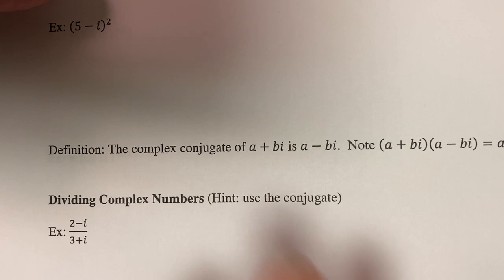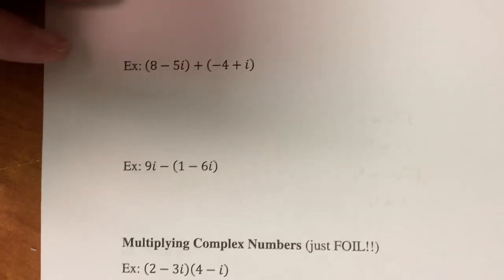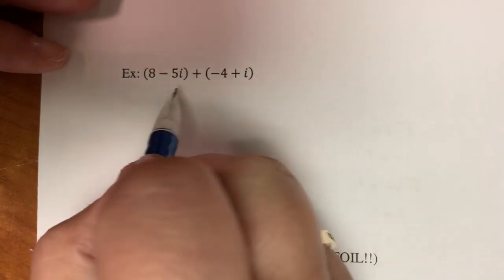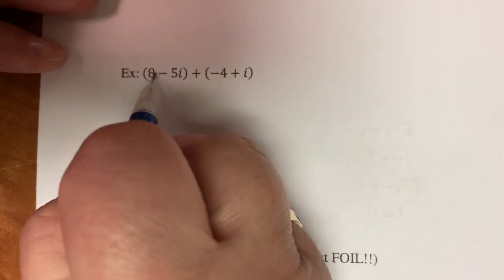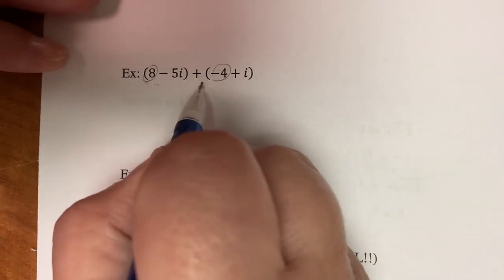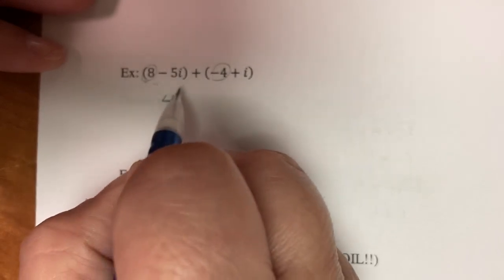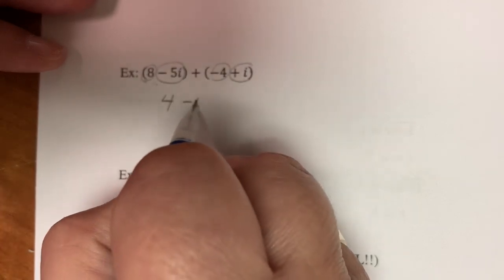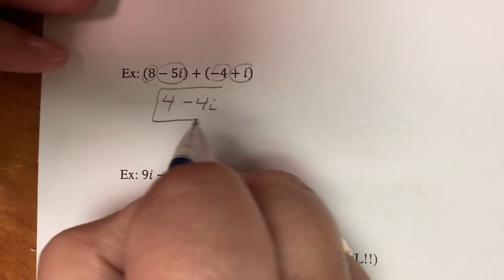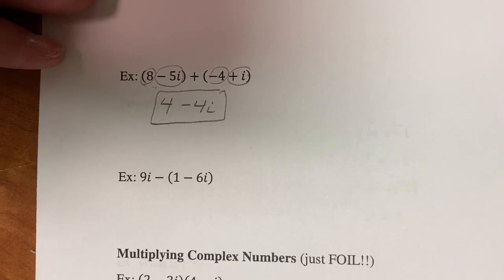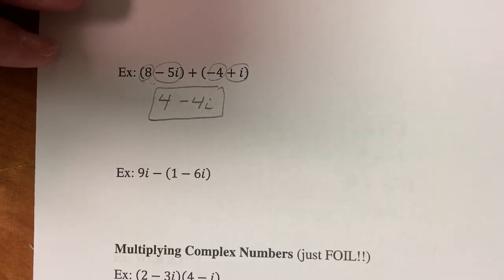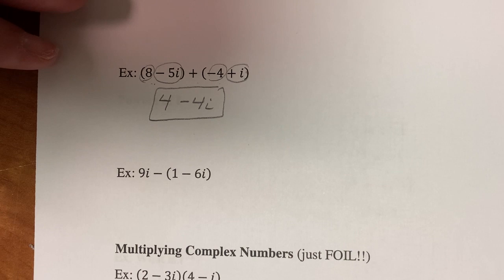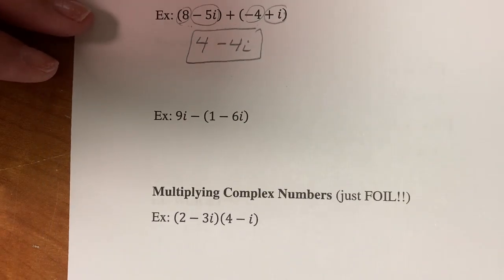So let's go ahead and do an addition problem. Again, if I'm going to add these two numbers, I'm going to add these real parts. So 8 plus negative 4 is 4. And then I can simply add negative 5i plus 1i to give me negative 4i. And that is all you have to do. Even though i isn't a variable, it has a lot of the same qualities that a variable does. In other words, you can use it in like terms. Look at this subtraction problem.